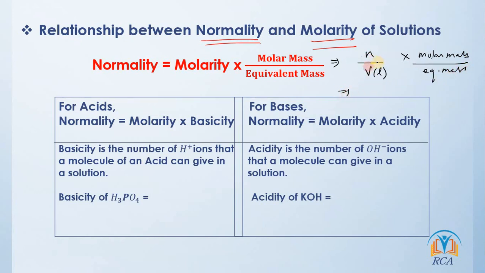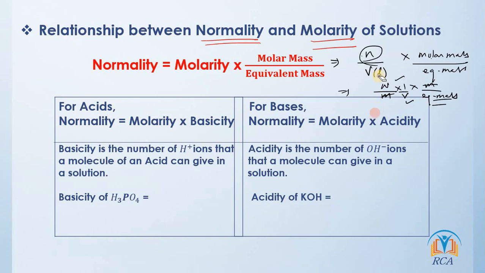Now let's try and crack this formula. What is number of moles equal to? Given mass upon molecular mass. So given mass W upon molecular mass M, into 1 upon V, this is volume, and into molecular mass upon equivalent mass. And this cancels off. Then what are we left with? We are left with given mass upon equivalent mass and also divided by volume in liters. Now what is given mass upon equivalent mass equal to? If you remember the formula for normality, if you calculate this particular part, that will actually come out to be the normality of that solution, right?